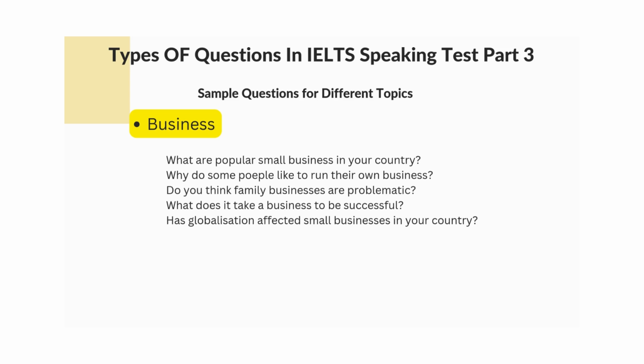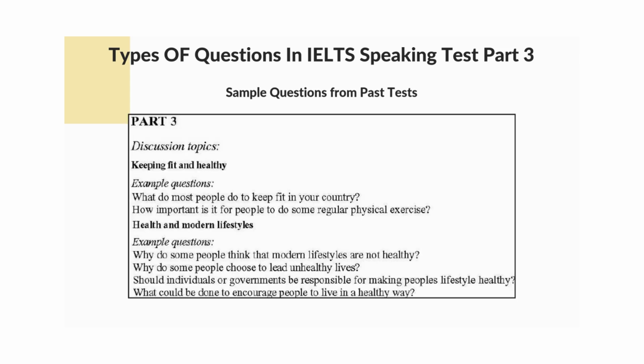So if you have a fair idea of the seven types of questions, you can easily prepare for them and perform really well in part three of the IELTS speaking test. These are the sample questions from one of the IELTS preparation books, Cambridge IELTS. The discussion topic is keeping fit and healthy. The example questions can be, what do most people do to keep fit in your country? It is an opinion question. How important is it for people to do some regular physical exercise? It is also an opinion question.